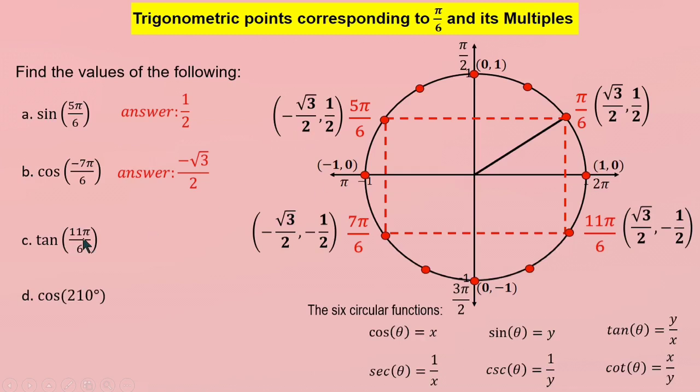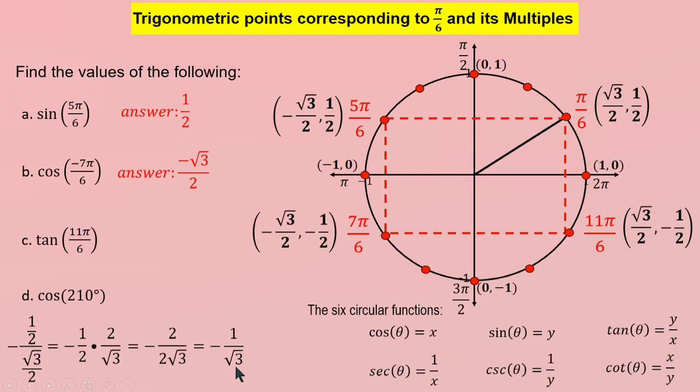Next, find tangent 11 pi over 6, and it is this point. Tangent is equal to y over x, where y is negative 1/2, while x is square root of 3 over 2. This is equal to negative 1/2 times the reciprocal of the denominator, which is 2 over square root of 3. Negative 1 times 2 is negative 2, while 2 times square root of 3 is 2 square root of 3. Cancel out 2, we get negative 1 over square root of 3.